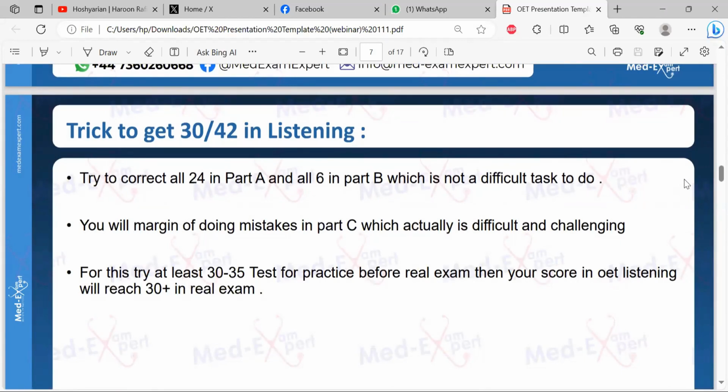And for Part B, it is also very necessary to score 6 out of 6, and then you will have a margin for mistakes in Part C, which actually is difficult and challenging. Okay, so you can easily count that 24 plus 6 is 30, and you still have 12 questions in Part C. A lot of students say that Part C is undoable. Although it is not undoable, I admit that it is difficult and challenging, but it is not undoable.